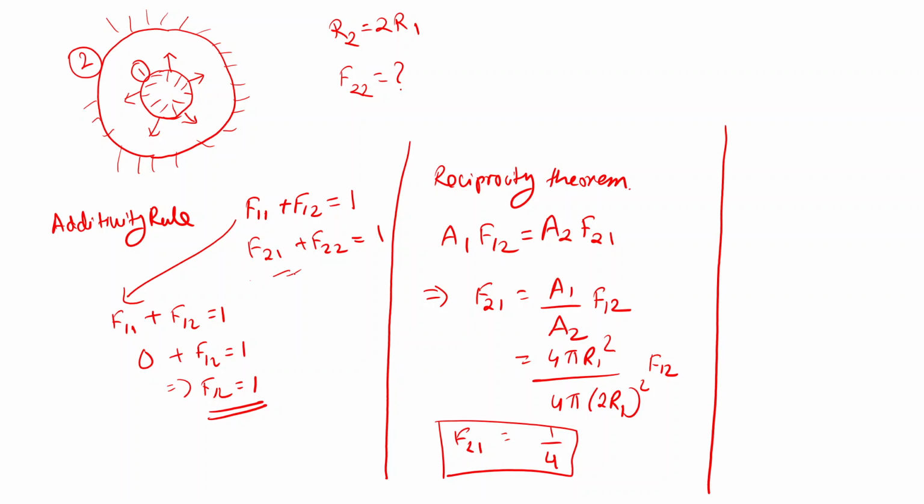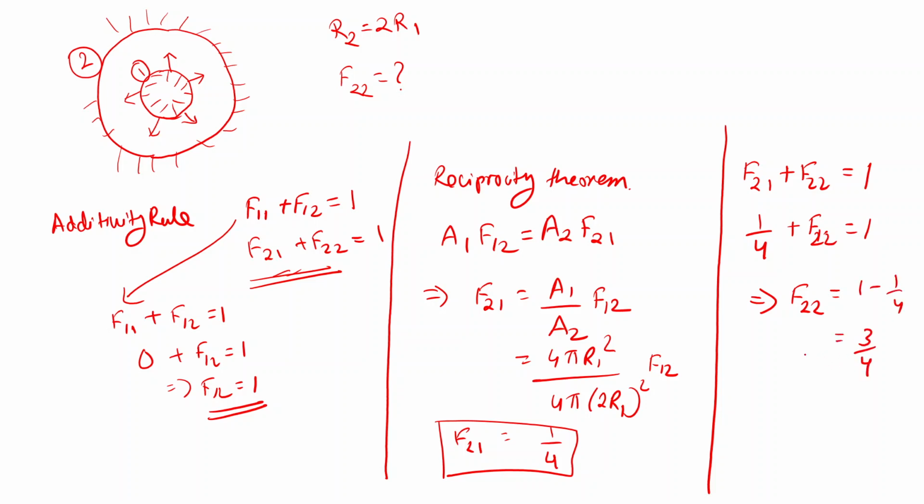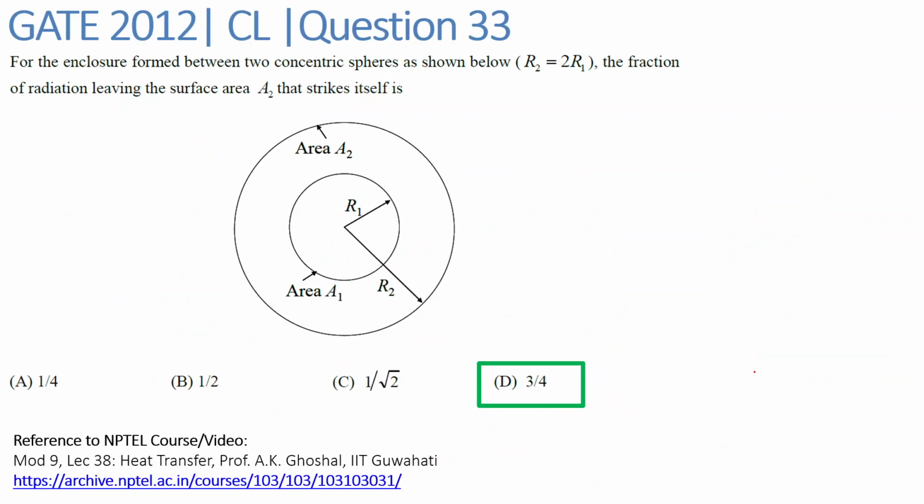Now again we will be using this equation, that is for the second surface, F21 plus F22 is equal to 1. F21 we found out as 1 by 4, plus F22 is equal to 1. That is, the fraction of energy leaving surface 2 and again reaching surface 2 is 1 minus 1 by 4. It will be 3 by 4. So our final answer is 3 by 4. And from the given options, we can select option D as the correct answer.